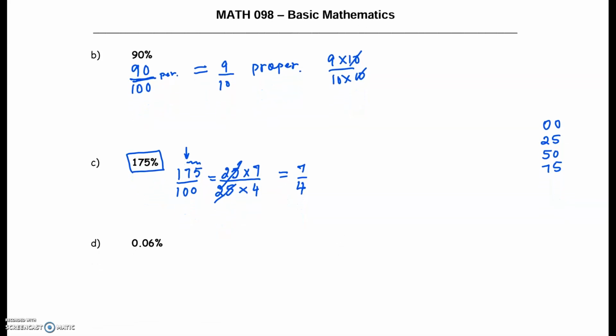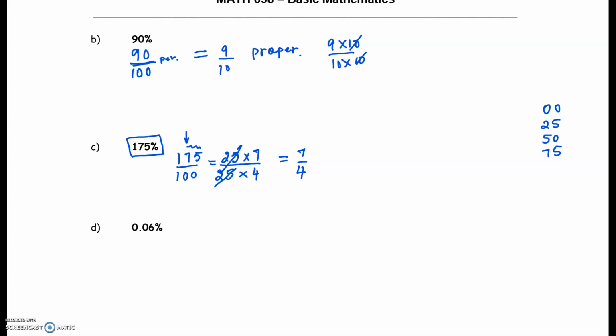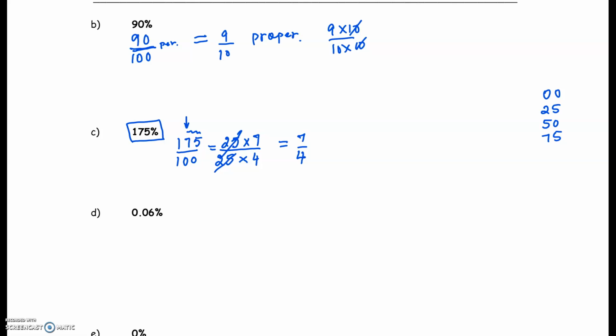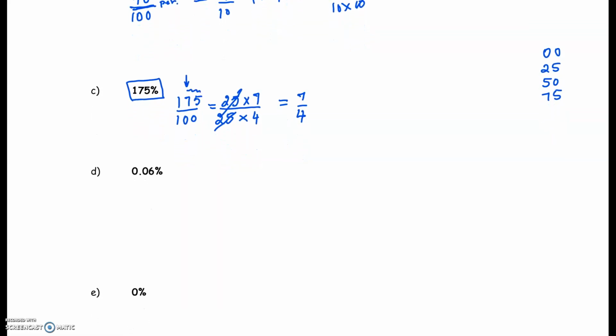So we get a proper fraction when the percent is less than 100%, and we get an improper fraction when the percentage is greater than 100%. So let's look at the next one.